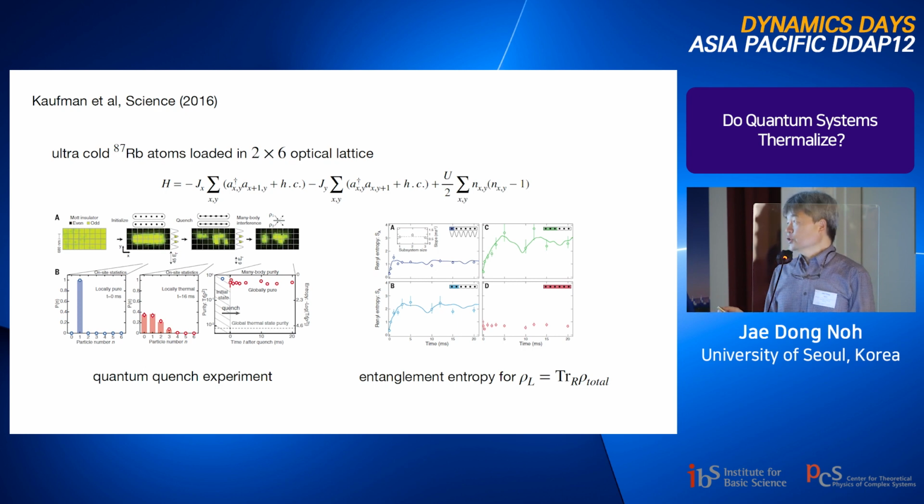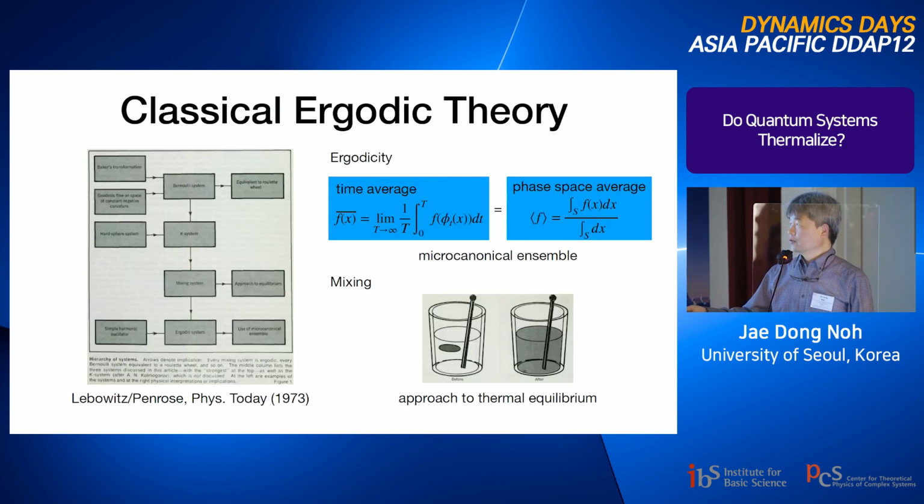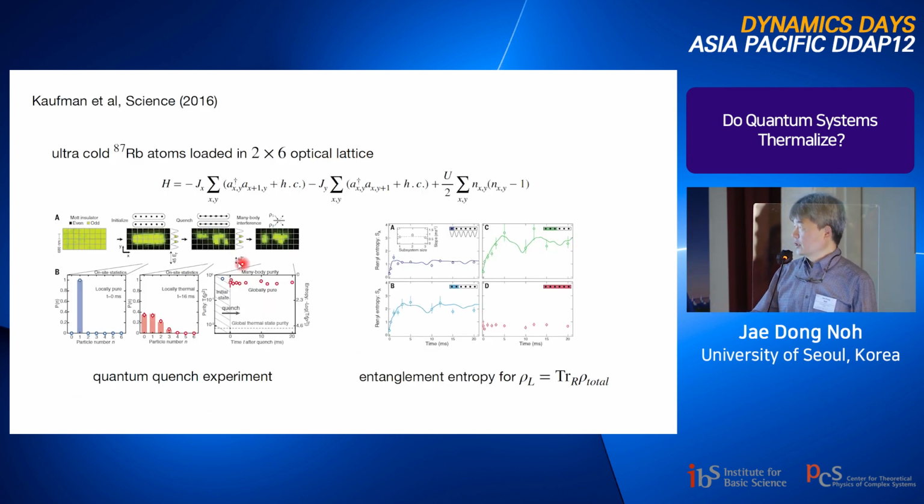And in the previous cases, most studies remain at the level of qualitative analysis. But this paper performed a very nice analysis, even a quantitative analysis, of thermalization. They also use an ultra-cold atom system, and they prepare rubidium atoms in a 2x6 optical lattice. Here, this is the 2x6 optical lattice. And then they can tune the hopping probability of the rubidium atoms by changing the laser intensity.